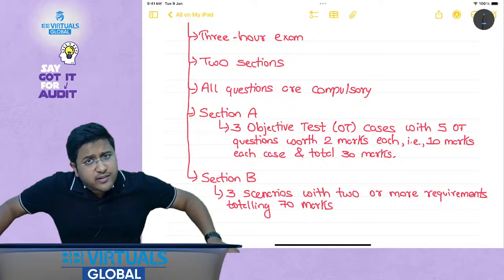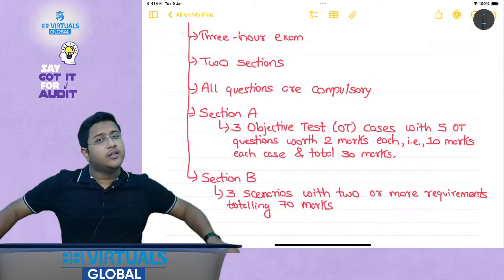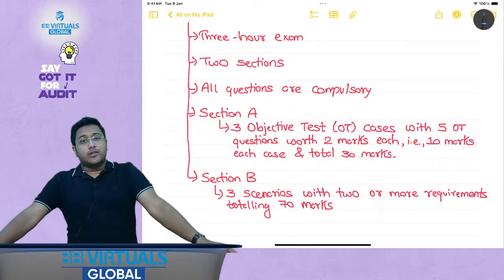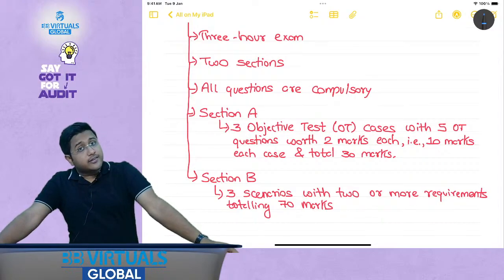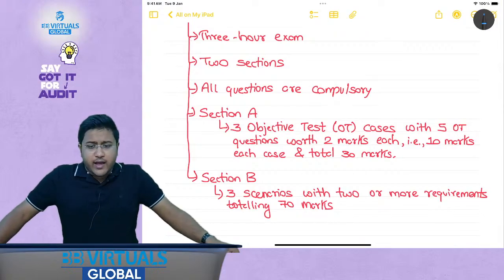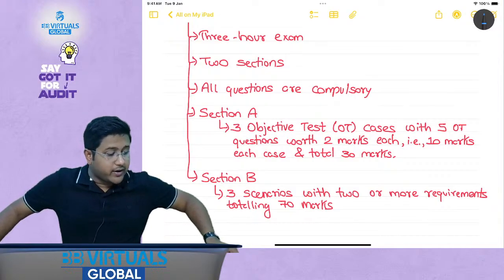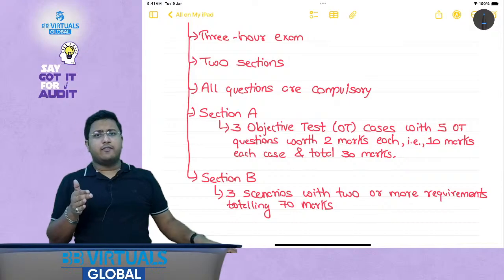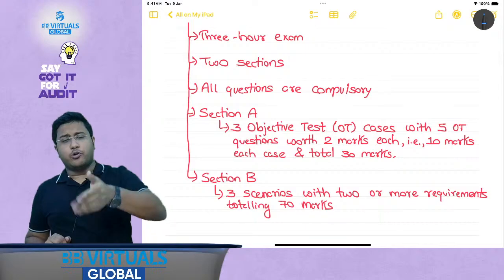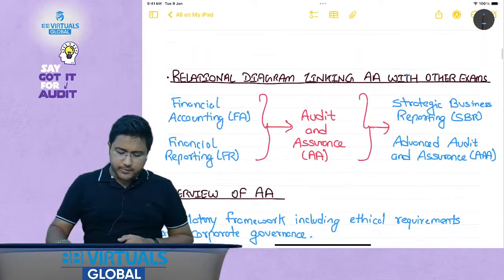Then section B would be 3 scenarios with 2 or more requirements. Can there be 2 requirements in one case scenario? There could be 2, there could be more, there could be 4, 5 as well. Yes, there could be 4, 5 as well. Okay, so there would be 3 other case scenarios in the descriptive format, that is section B, and there could be 2 or more requirements inside each one of them, and it would be totaling 70 marks. So 30 marks of MCQs and 70 marks of the descriptive part. It is unlike the other skill level papers, like the law paper where 100% is objective, or other papers where 40% is objective and 60% is descriptive.